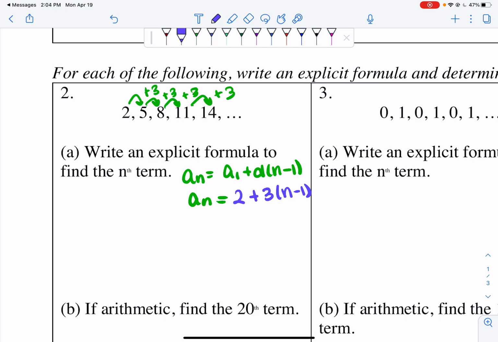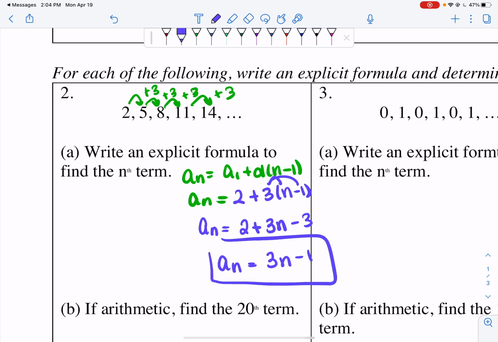And I can leave it like that, or distribute and combine like terms. That's what I'm going to do. So I distribute my 3, and I get a sub n equals 2 plus 3n, because 3 times n is 3n. 3 times minus 1 is a minus 3. What's 2 minus 3? -1. So a sub n is equal to 3n minus 1. And that's your final answer.